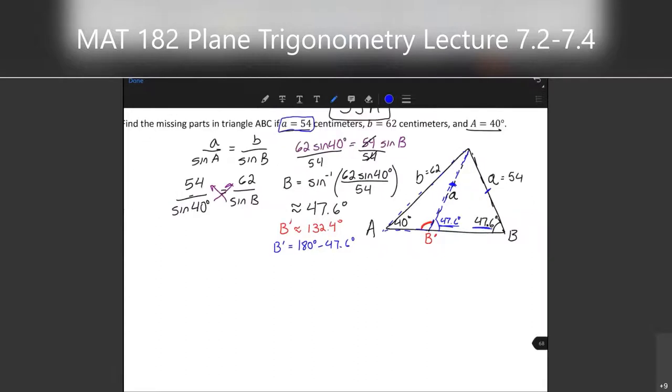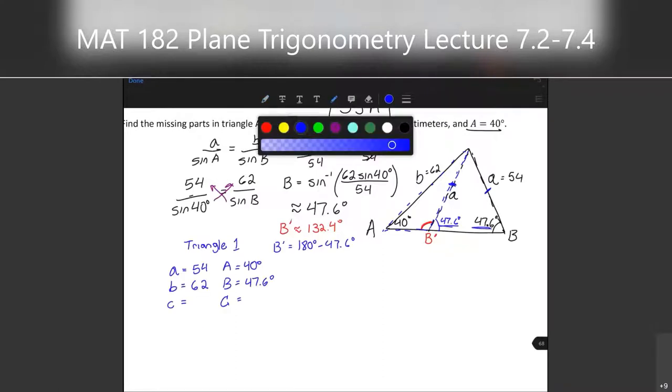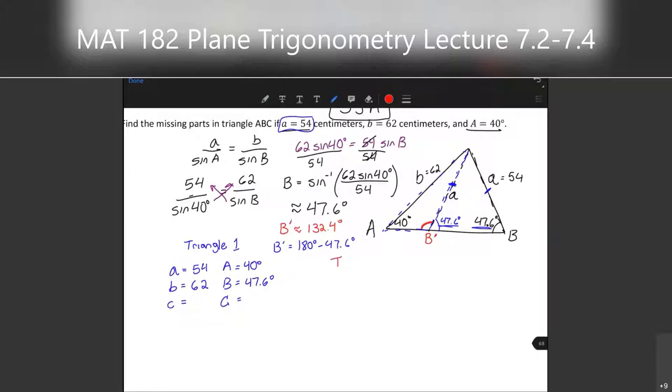So, let's put what we have so far into two columns. We have side A is constant, that's 54. We have a side B that's constant, 62. And then we need to go out and solve for side C. And then we have angle A is 40. We have angle B, the original angle B was 47.6. And then we have to go out and find angle C. So that's the big triangle. We'll call it triangle one. And then a second triangle we can go out and find is triangle two.